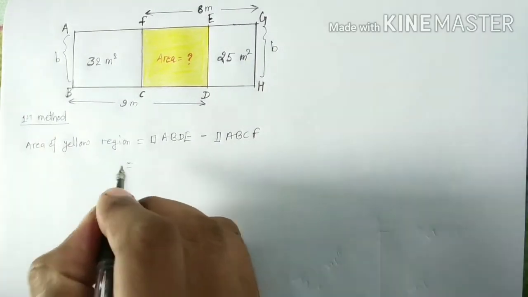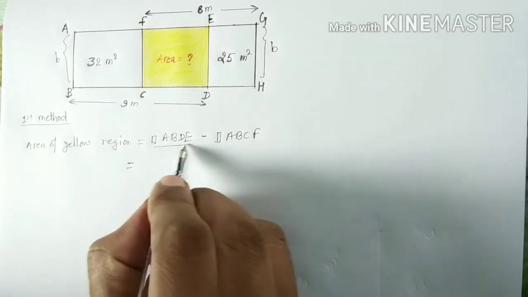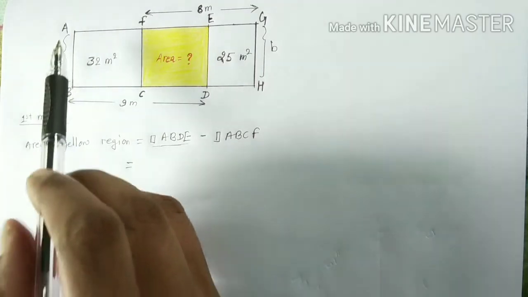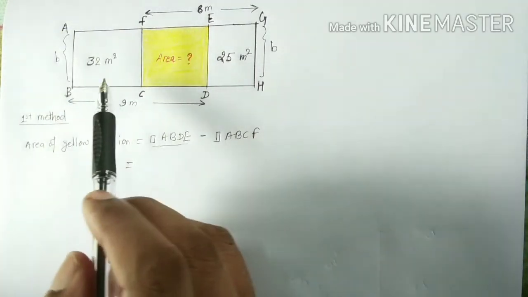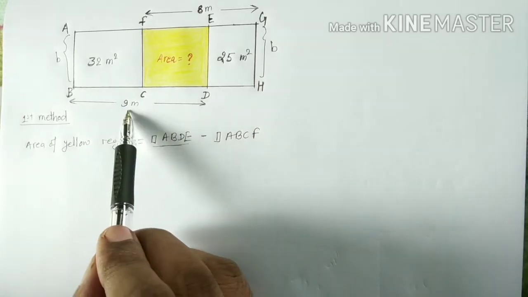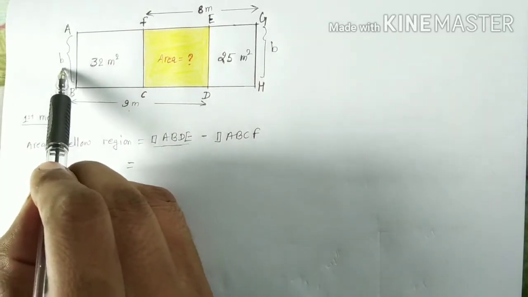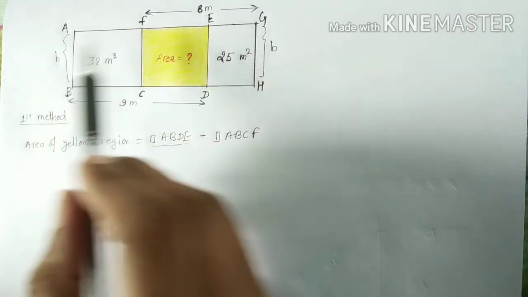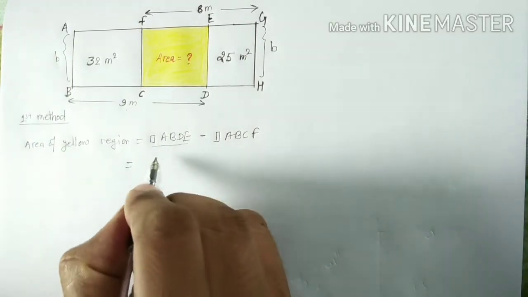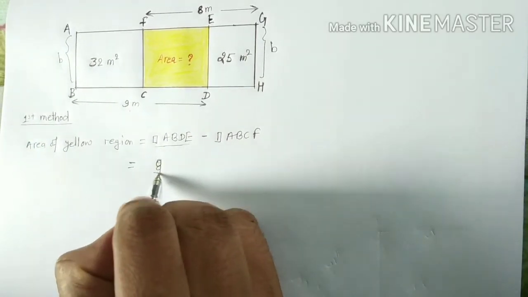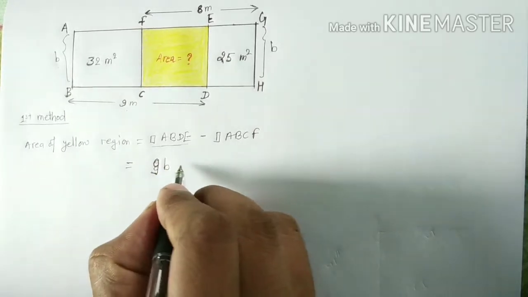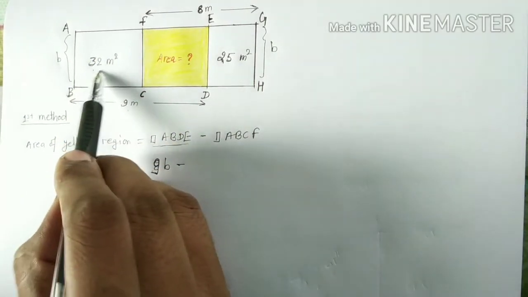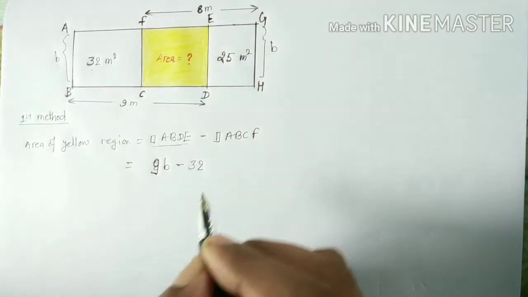Now let's find the area of ABDE. If we see the rectangle ABDE, then we can see its length is 9 meter and its breadth we have let as b meter. So the area of rectangle ABDE becomes 9 times b, minus the area of rectangle ABCF, which we have here as 32. So we can substitute its area here as 32.